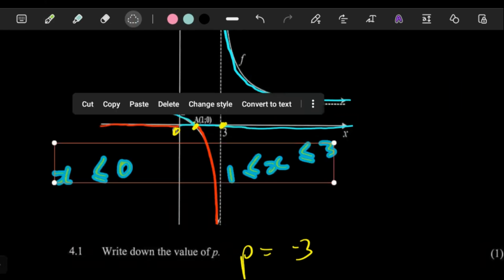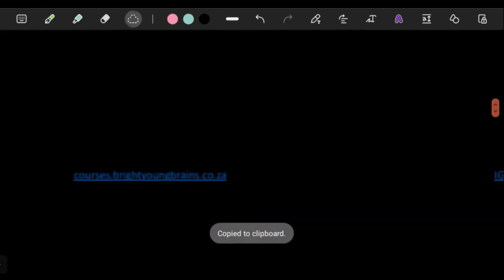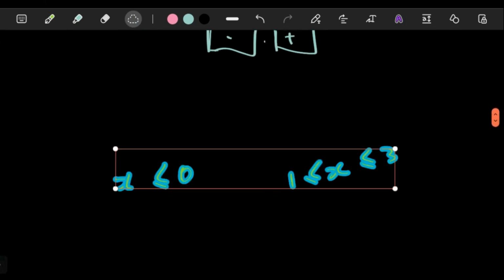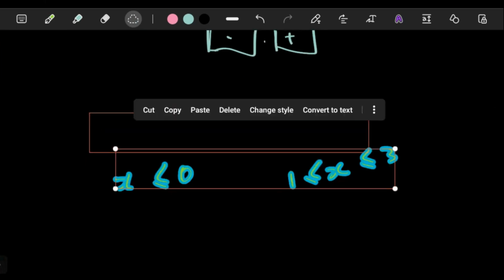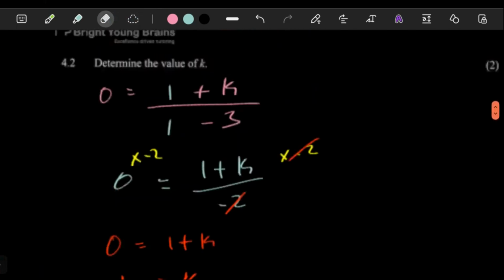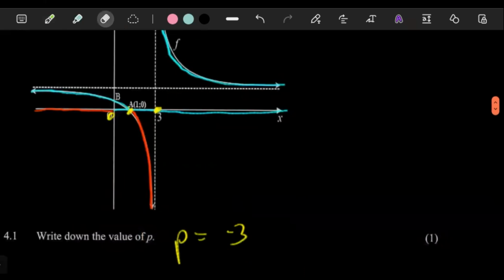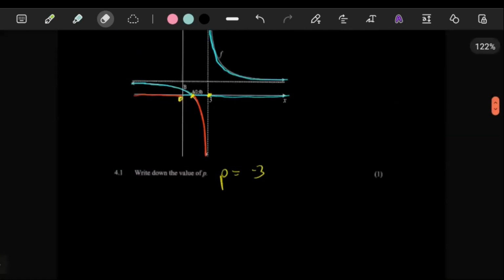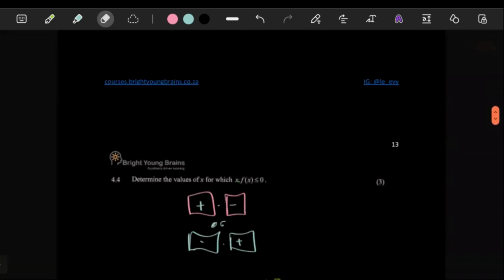So let's take these answers and drop them where they belong. You can see the way you answer these questions is you need to know your work. But anyways, the 3 is not included. The reason the 3 is not included is because specifically at 3 there's an asymptote. So we need to be mindful of that. That's why we're not including the 3, because it's going just before the 3, technically speaking.